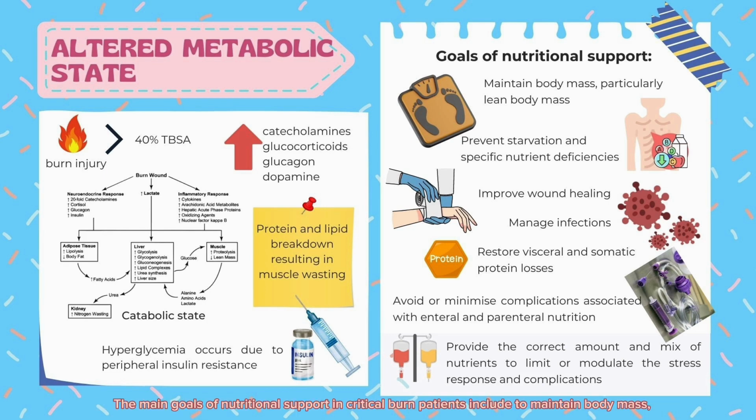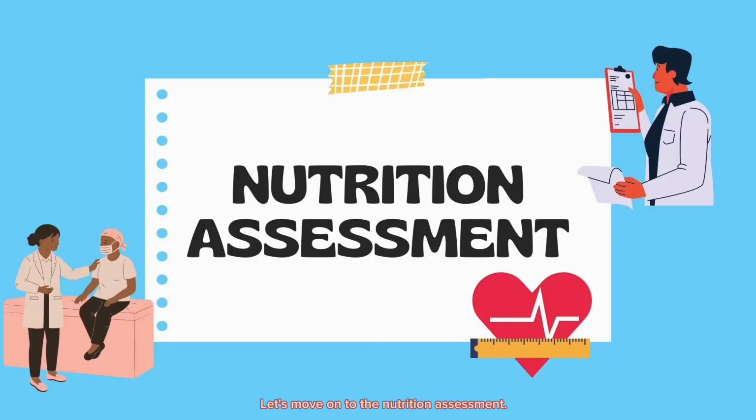The main goals of nutritional support in critical burn patients include to maintain body mass, prevent starvation and specific nutritional deficiencies, restore visceral and somatic protein loss, and avoid or minimize complications associated with enteral and parenteral nutrition. Let's move on to the nutritional assessment.